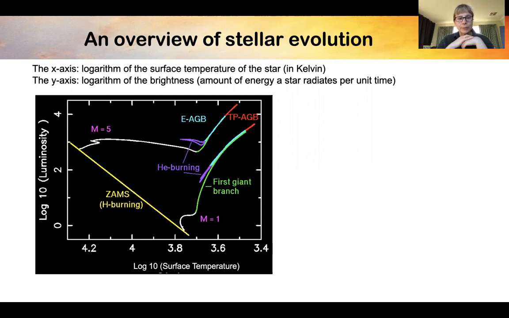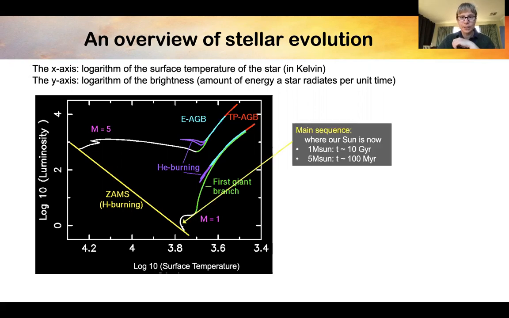So in this diagram, I've shown the evolutionary tracks. These are theoretical model tracks for 2 stars of 1 solar mass and 5 solar mass, both of solar composition. And we've color-coded by various important phases of the star's life. We have the main sequence, which is where our sun is now. Our 1 solar mass star will spend 10 billion years here. Our 5 solar mass, only 100 million.